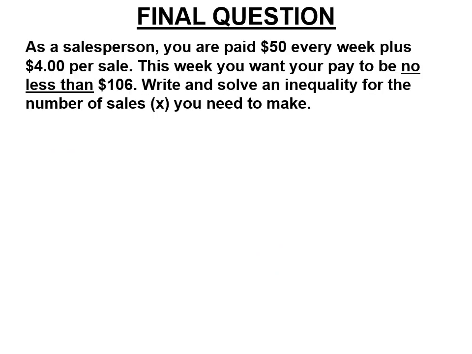All right, so this is one of those, for the final question, with 2 rates in it. So we have $50 every week plus $4 per sale. This week you want your pay to be no less than $106. So 106 or greater. And I used X for sales. Now which rate goes with sales? It's $4 per sale. So $4 times X, plus we're getting $50 every week. That is the two-step inequality.